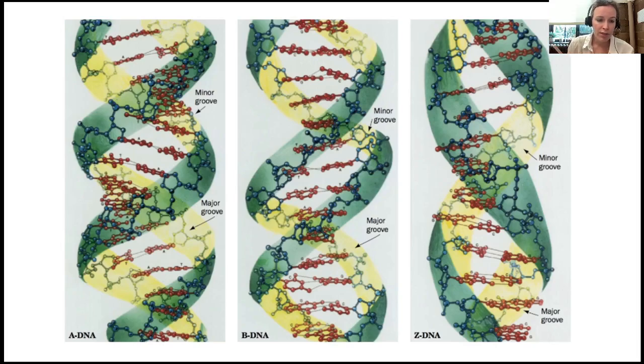And these 3 forms look different, right? Here's A, B, and Z. You can tell when comparing B to A that the A is slightly wider, and when comparing B to Z, Z is slightly thinner. You can see that the room between the grooves is slightly different as well between A, B, and Z. For example, there seems to be slightly more room, especially in the minor groove, between A and B.